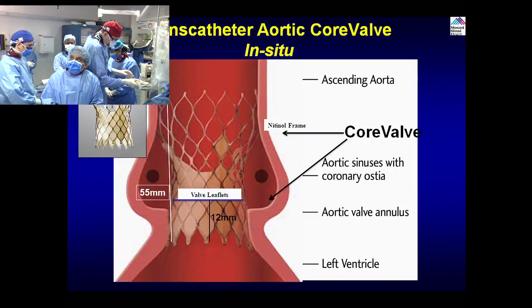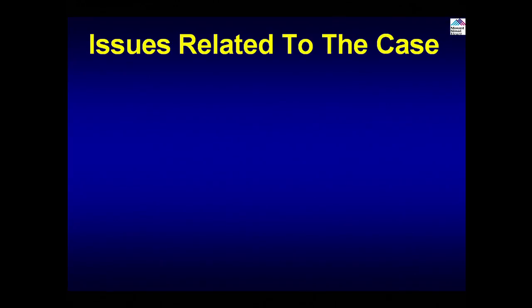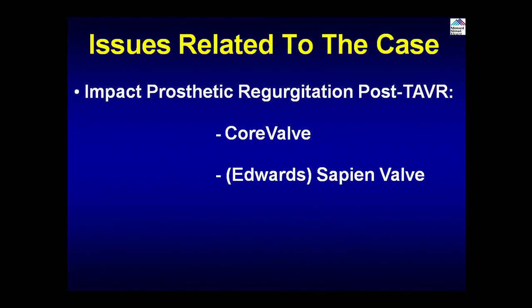Okay, we can go to the slides so that we go another 10 minutes to complete the education. Next slide. Basically we are going to talk about this particular case. Next slide. About the prosthetic regurgitation. Next. Some people call it prosthetic regurgitation, some call it aortic regurgitation, some call it paravalvular leak, PVL, and it is of course a little different with CoreValve versus SAPIEN valve.